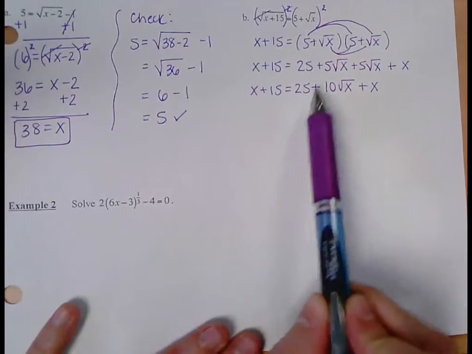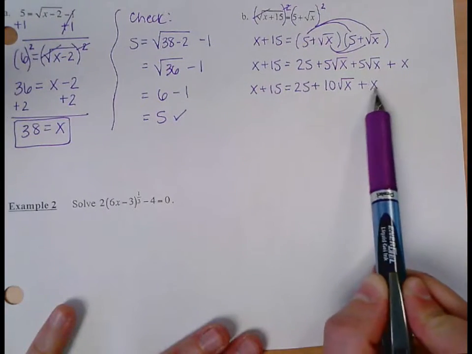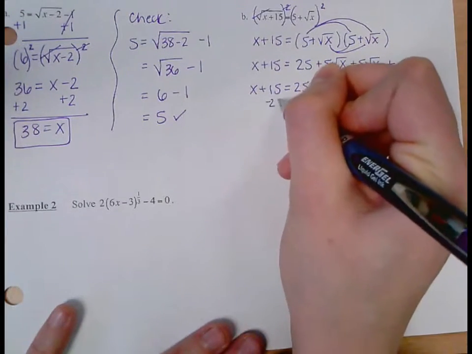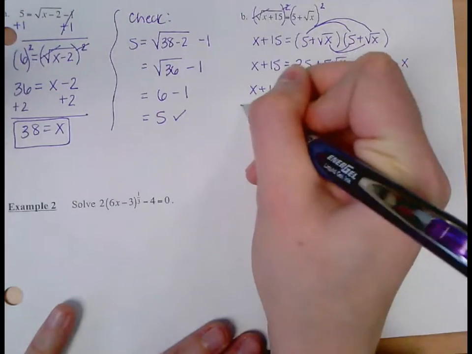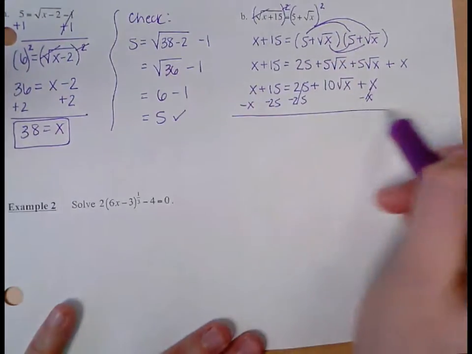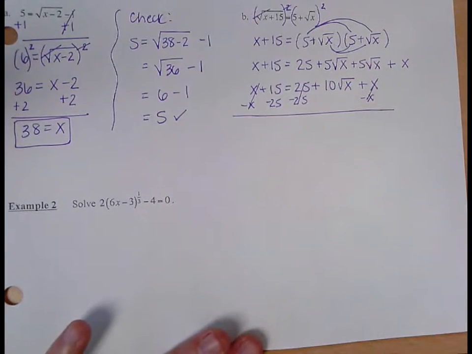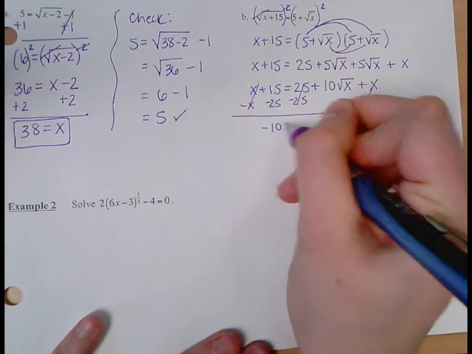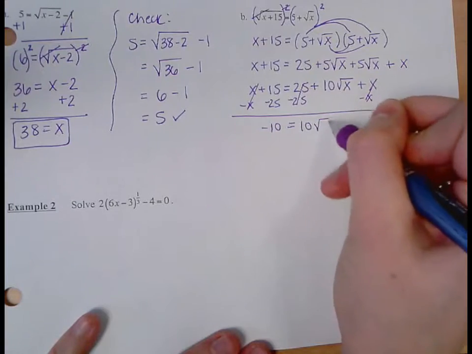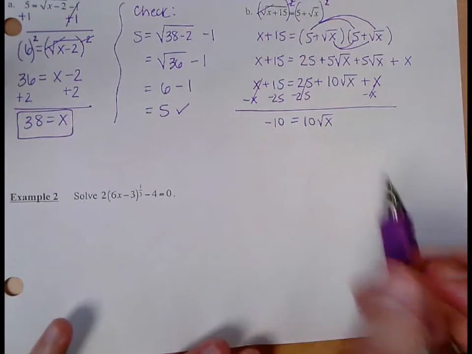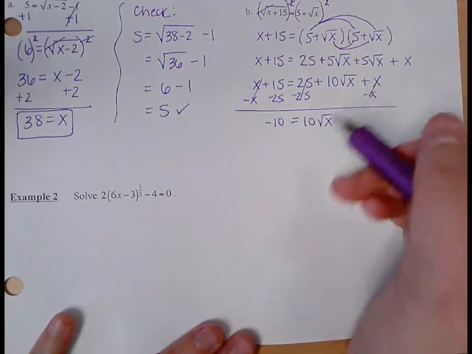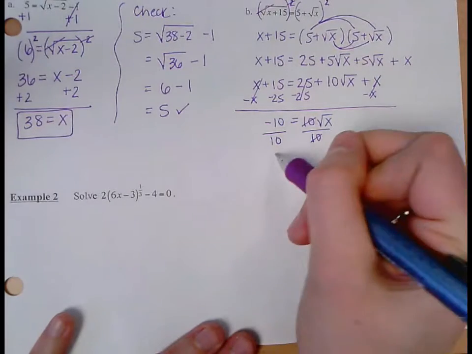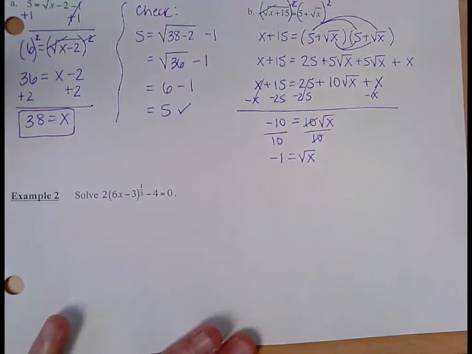So from here, I need to get rid of this 25 and this x that are being added to that term. I'm going to subtract them both in the same step, subtract 25 from each side, and subtract x from each side. And actually that means the x cancels out on both sides. So on the left side I just have 15 minus 25 is negative 10. And then I have 10 square root x on the right. And then I can divide both sides by 10, since that 10 is being multiplied by the square root, so I get negative 1 equals the square root of x.